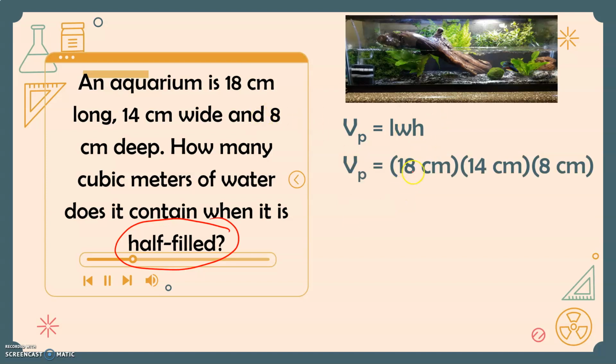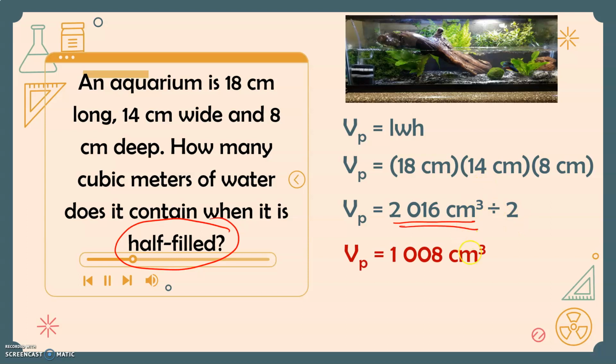Substituting the given information, we'll have 18 centimeters times 14 centimeters times 8 centimeters. That is equal to 2,016 cubic centimeters. But again, the question is asking for the water the aquarium contains if it is only half filled. So we'll have to divide its volume by 2, and we'll have 1,008 cubic centimeters. Therefore, the volume of the aquarium when it is half filled is only 1,008 cubic centimeters.